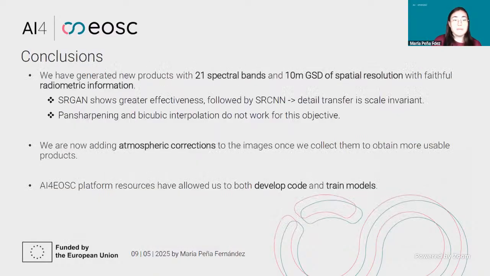To sum up, as I have mentioned, we have obtained new products with those 21 spectral bands and 10 meter GSD of spatial resolution with faithful radiometric information. In particular, the GAN outperforms the rest of the algorithms, followed by the CNN. So we have checked that the idea of the detail transfer scale invariance is correct. On the other hand, we have also checked that the traditional algorithms, both pan-sharpening and bicubic interpolation, do not work properly for this objective.